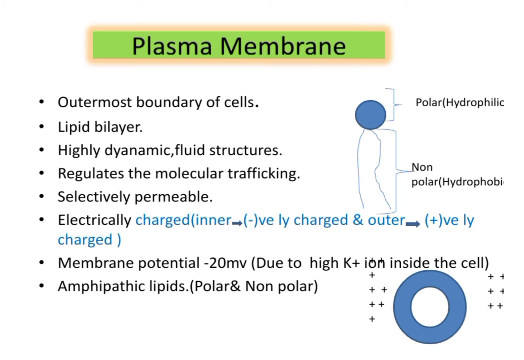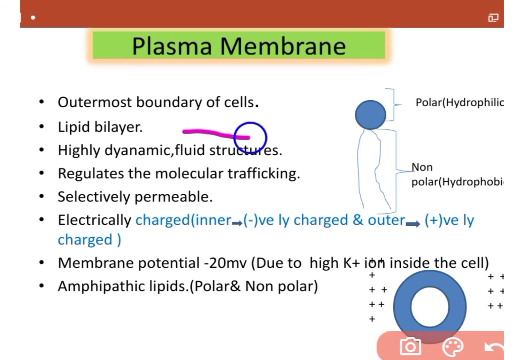First of all, we will know about what is plasma membrane. Plasma membrane is the outermost boundary of cells and it is a lipid bilayer, highly dynamic and fluid in structure, regulates the molecular trafficking, selectively permeable, that means not all the ions enter into the plasma membrane, that's why it is called selectively permeable, electrically charged, that is the inner part of the plasma membrane is negatively charged and the outer layer is positively charged.